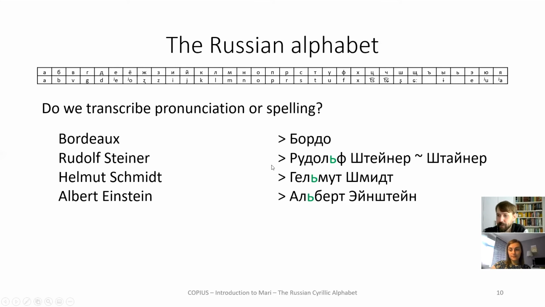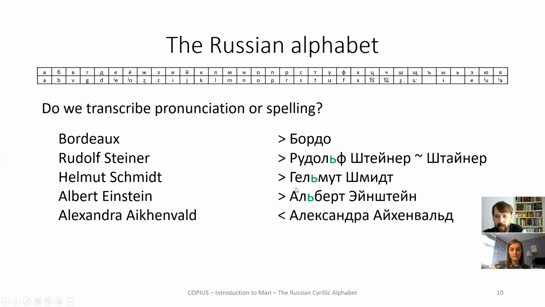The next example is a bit reversed, because this is somebody Russian-born, whom you might know in English as Alexandra Eichenwald, and in Russian her name is Alexandra Eichenwald. But if you know German, you might notice that her surname goes back to the German word Eichenwald, oak forest. Here it's just rendering the German word Eichenwald in Russian orthography as close as you can get to it.